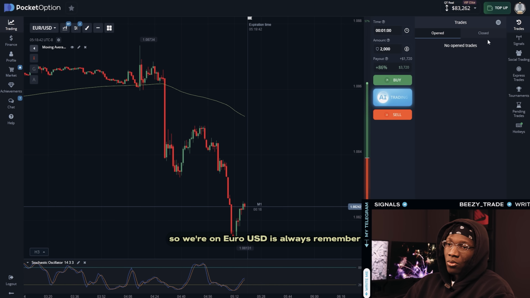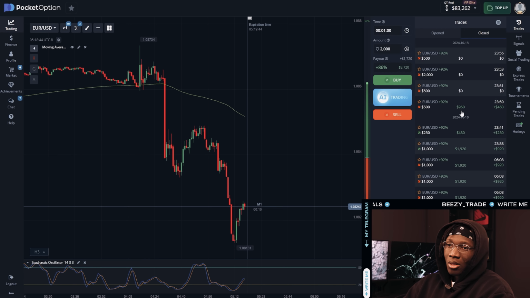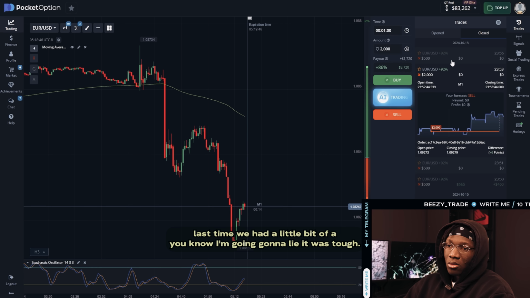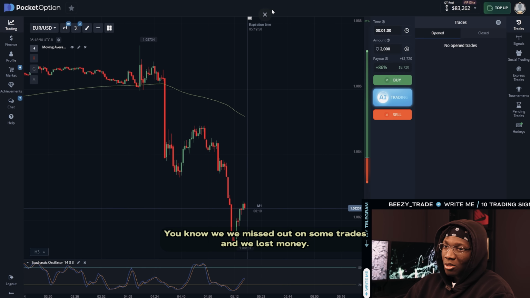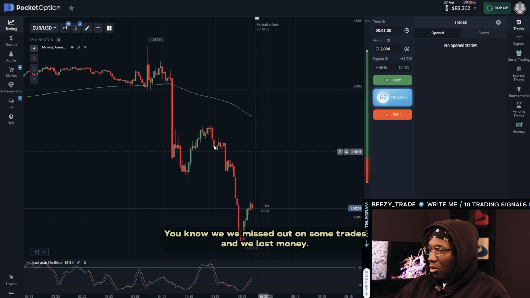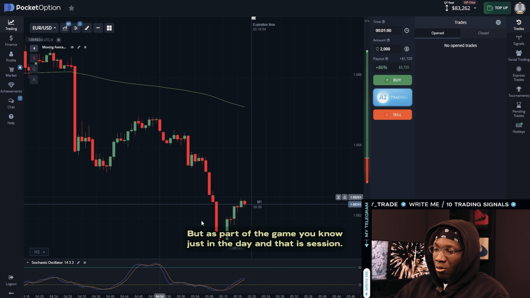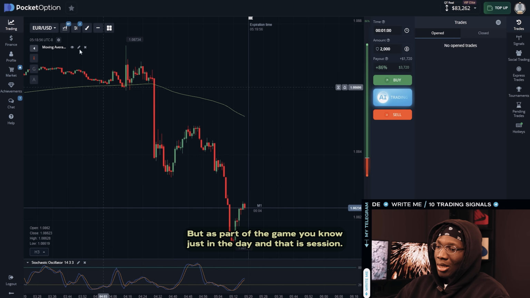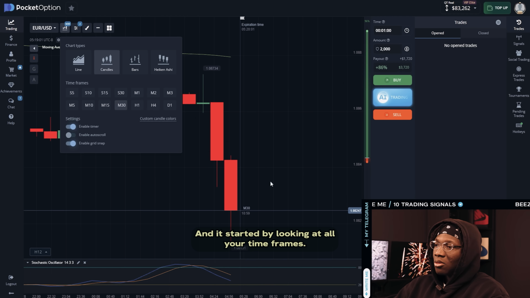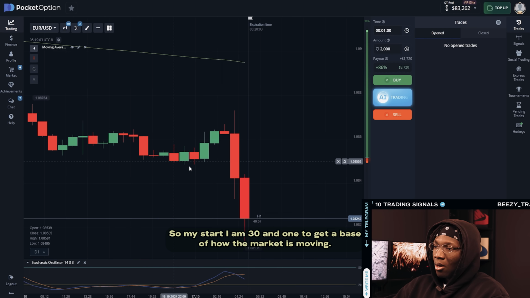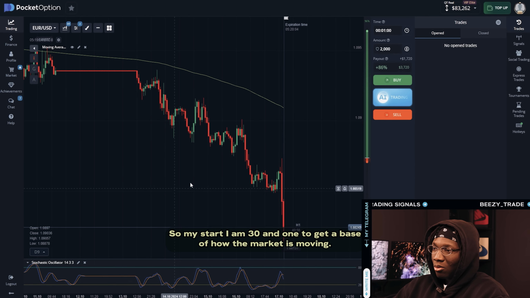So we're on EUR/USD as always. Remember last time, not gonna lie, it was tough. We missed out on some trades. We lost some money, but it's part of the game. Just another day, another session. I'm gonna start by looking at our higher time frames. So I'm going to start at M30, M1 to get a base of how the market has been moving.